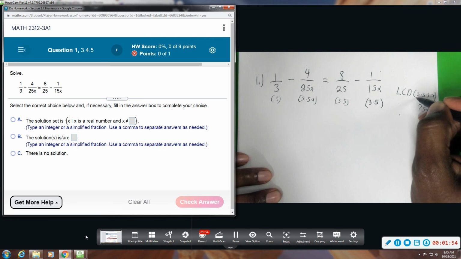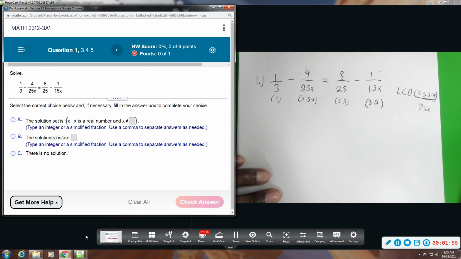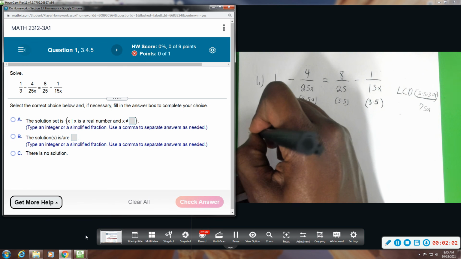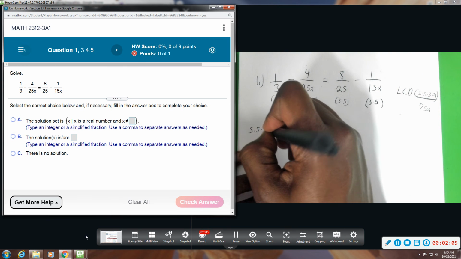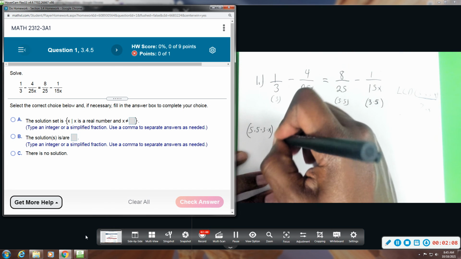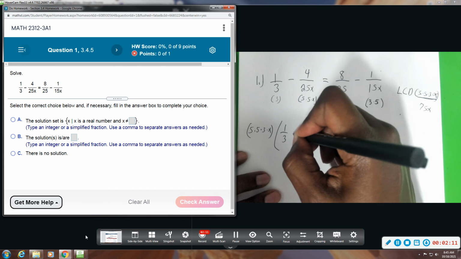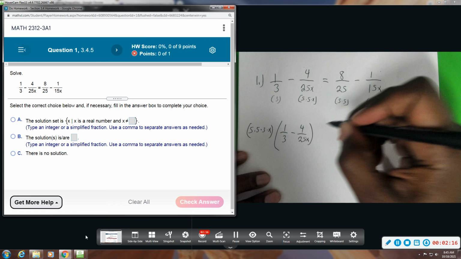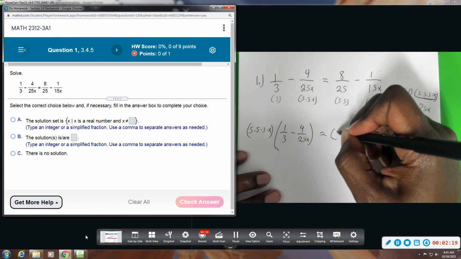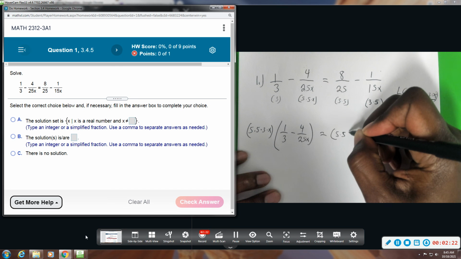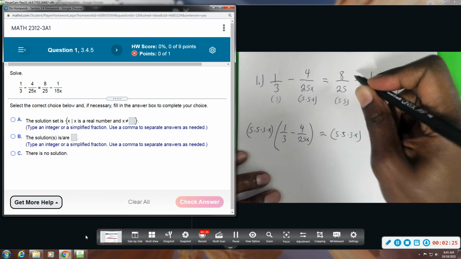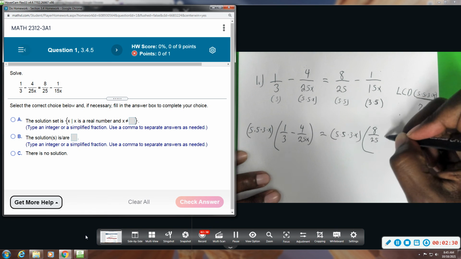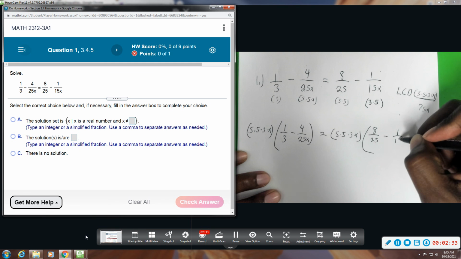I might just write it like this so you can see what's canceling out and then multiply the rest of it together. That might help. So the left side I'm going to multiply by 5, 5, 3, x. I'm going to multiply this 1 over 3 minus 4 over 25x. And then this is equal to, we're going to do the same thing on the other side. 5 times 5 times 3 times x. We're going to multiply that by the 8 over 25 minus the 1 over 15x.